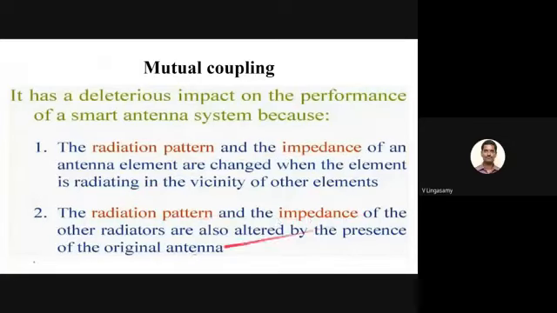The radiation pattern and impedance of the other radiators are also altered by the presence of the original antenna, which means this is within the array. Basically, within the array, one antenna element is going to be affected because of the vicinity of the other elements. Whereas here, the original antenna array will get affected because of other radiators. That's why in defense areas, they don't allow it.